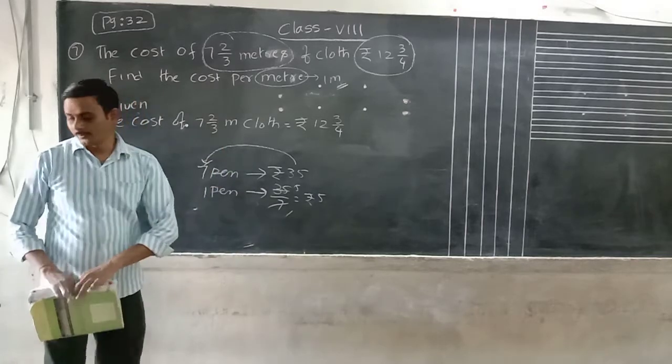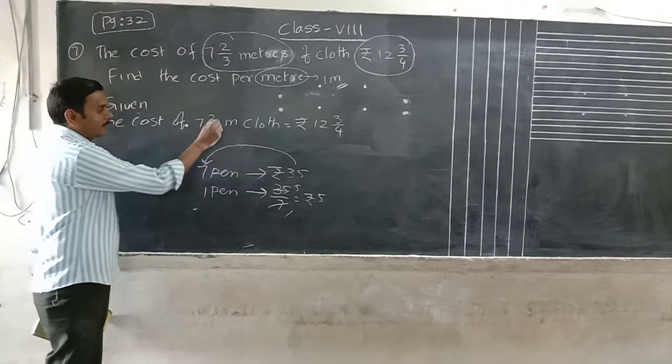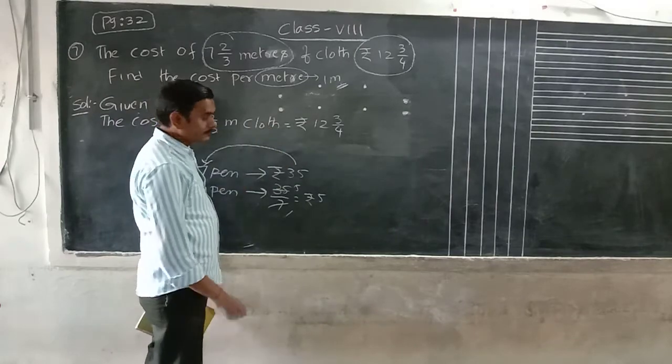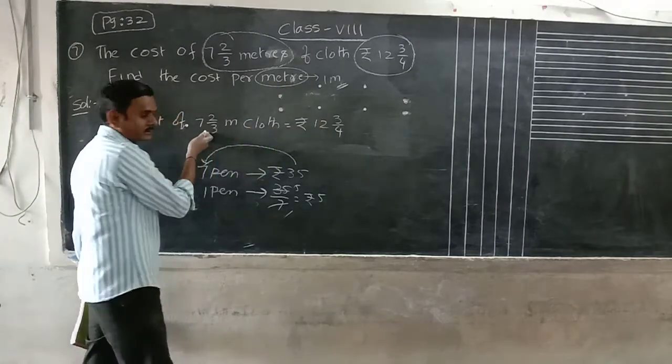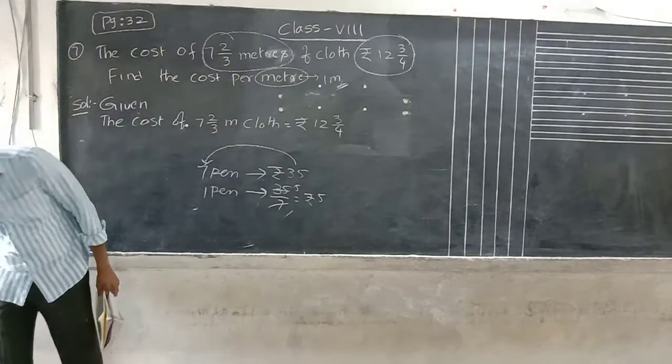Similarly here also we will follow that one. So what is the given statement? The cost of 7 2/3 meters of cloth is this one. We want to find 1 meter of cloth. For 1 meter, divide this number by this one.